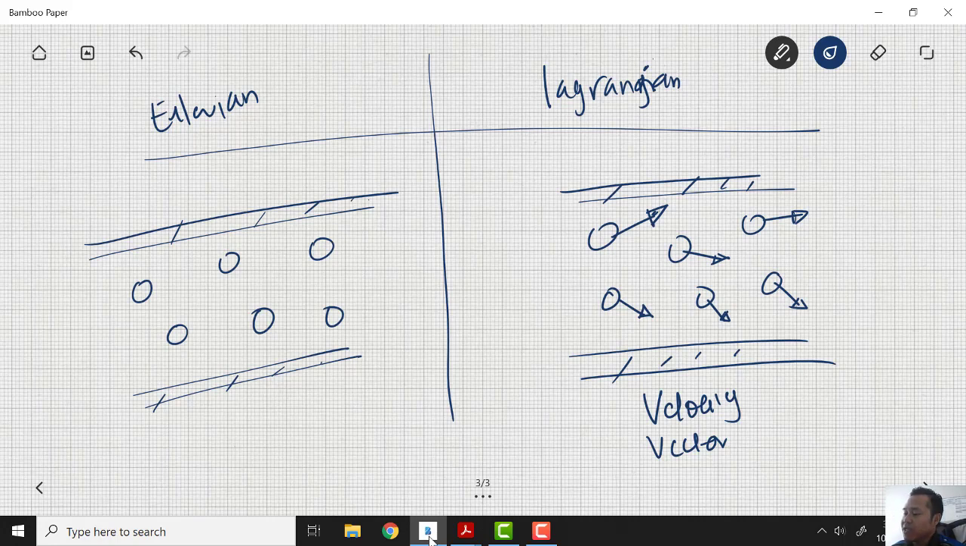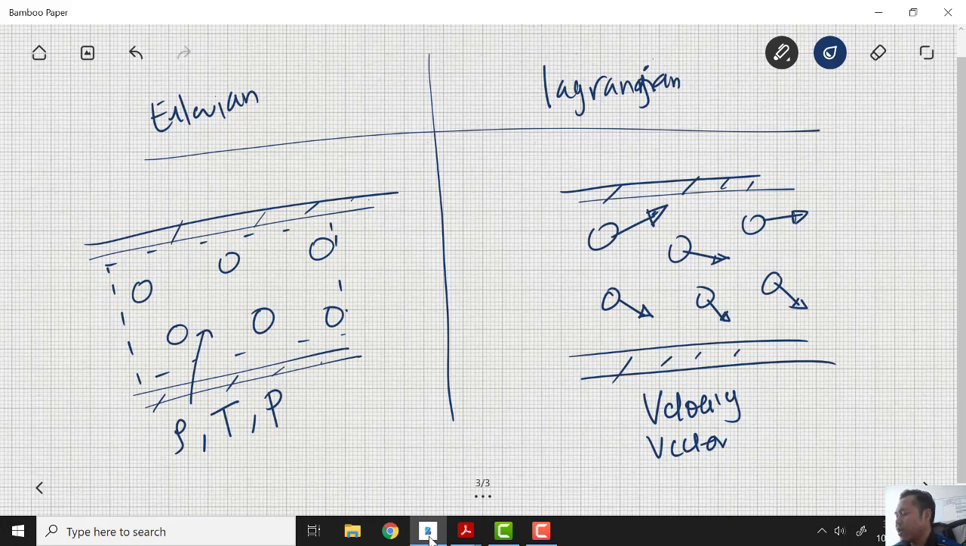But if you're using the Eulerian concept, we make a control volume. We are not looking at the velocity and the vector, but we are looking at the properties inside the control volume, such as density, temperature and pressure, which is much easier than the Lagrangian concept, where you have to look at the velocity and the vector of every single molecule.